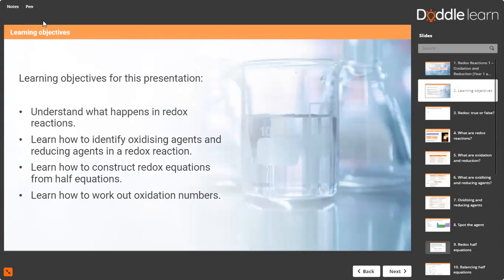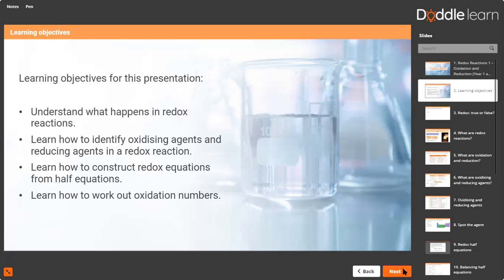So with redox, we're going to look at what happens in a redox reaction. We're going to learn how to identify which are the oxidizing agents and which are the reducing agents. When we see a redox reaction, can we pick out which ones are oxidizing and which are reducing? We're going to learn how to construct redox equations from half equations, how to make those half equations and put them together, getting rid of any spectator molecules we don't need. I'm also going to look at working out oxidation numbers. We might go on to the next bit of redox today if we have time, but I'm not 100% sure. If not, we'll do that on Thursday.